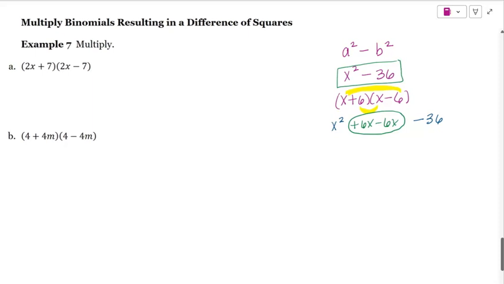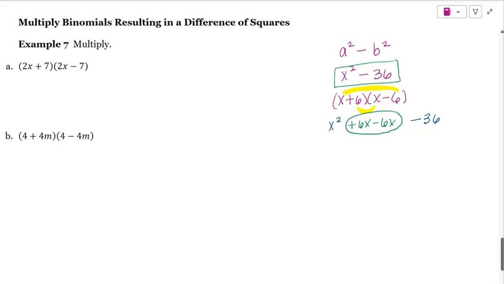The problems that we have here are already in that format where we've got the exact same binomial. One has a positive sign and one has a negative sign.